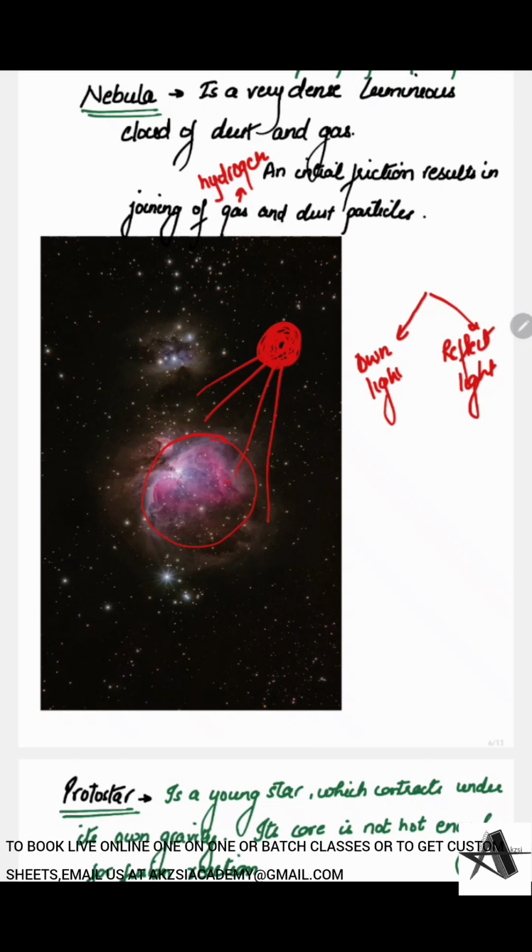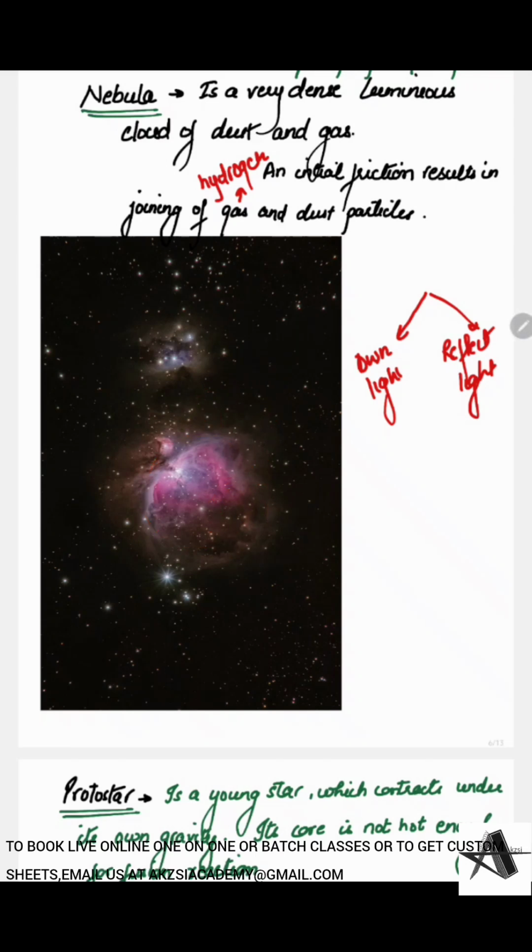When the light falls on the dust particles, they reflect the light, and when they reflect the light, it becomes luminous. You will be able to see that nebula. So one reason is that they reflect the light. One type of nebula doesn't have its own light; it reflects the light. The other type of nebula has its own light.